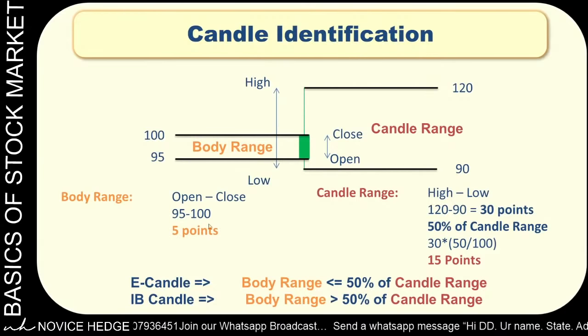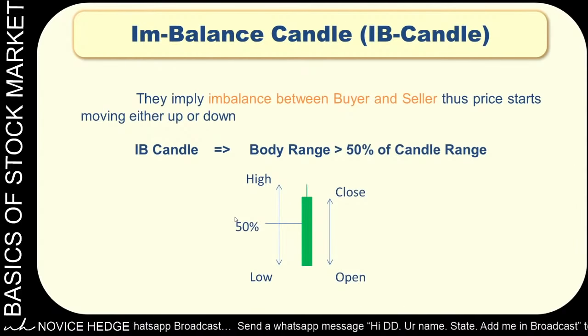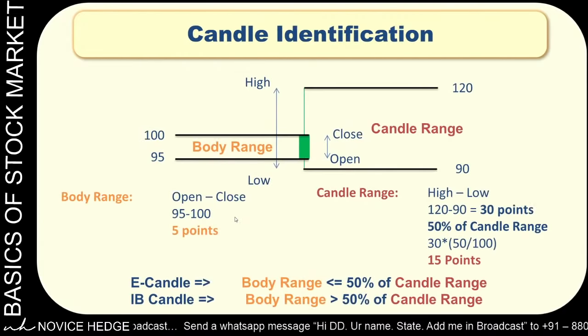Now, let me just consider the E candle. For the E candle, the body range is less than or equal to 50% of the candle range, which clearly indicates that 5 points is less than 15 points. So this candle satisfies the criteria to be an E candle. Now I think you are in a position to understand it.